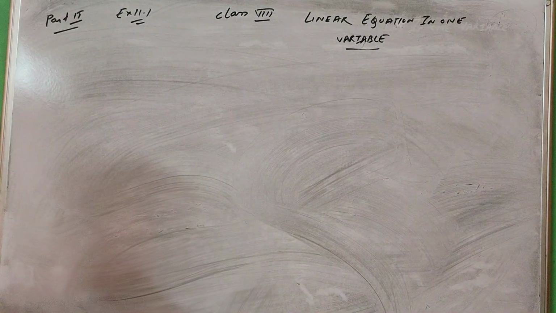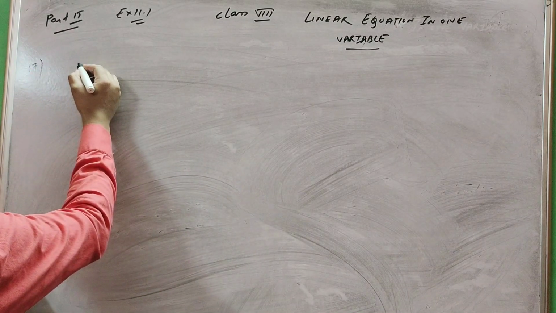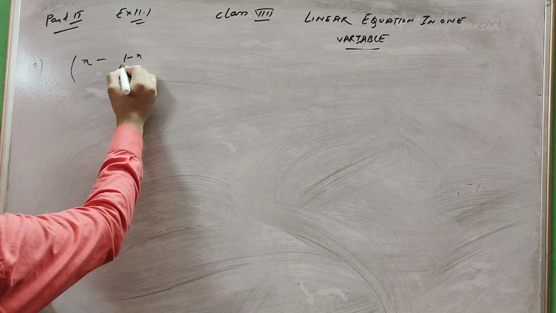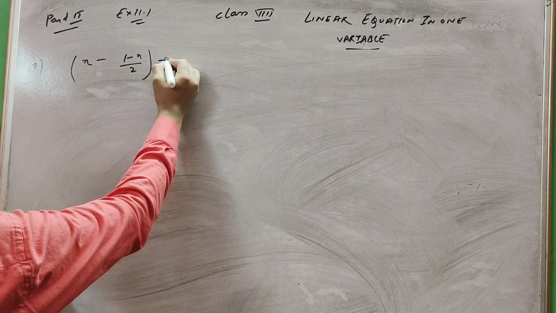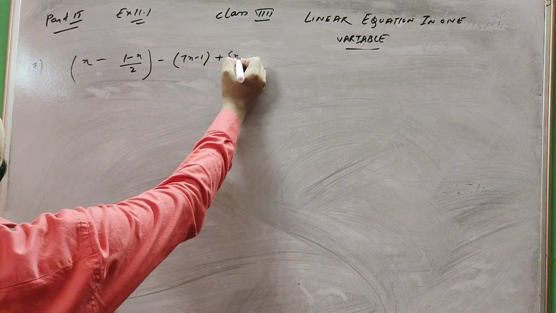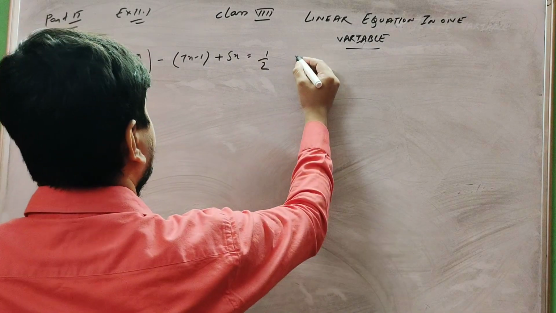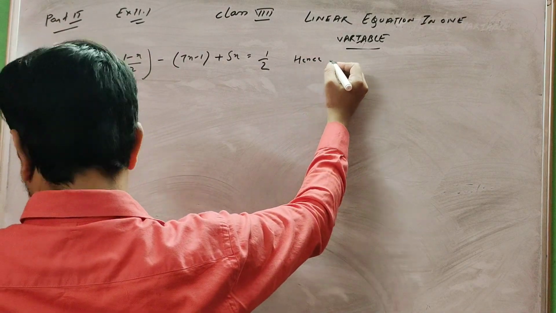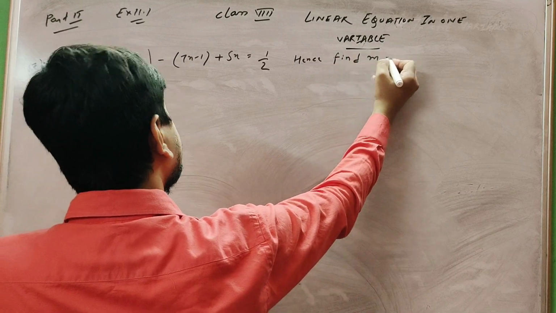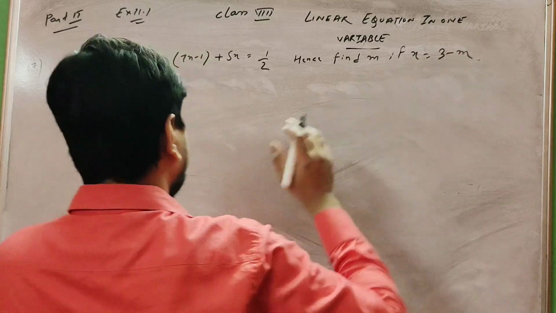Now turn to question number 17. So question number 17: (x minus 1) by 2 minus (7x minus 1) plus 5x equals 1 by 2. Again, one more question added with this one: find m if x equals 3 minus m.